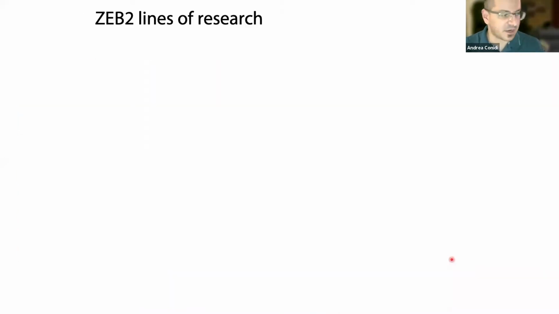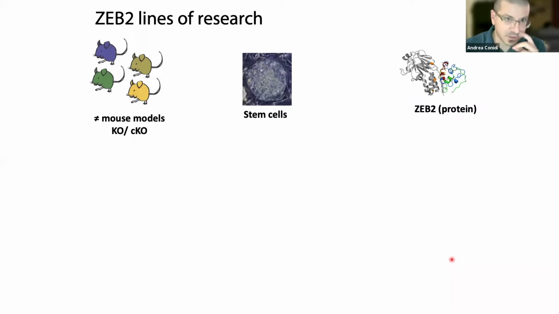In these years, different lines of research have been established to study the role of ZEB2, and the function and the expression pattern of ZEB2. Mainly, the lines of research were focused on making new, different mouse models. This is something that researchers will always do at first. The first thing you want to know is how a mouse model, because it's easy to handle, behaves when the gene is totally knocked out or deleted only in specific regions of the mouse body. A lot of work was done also with stem cells, human and mouse stem cells.